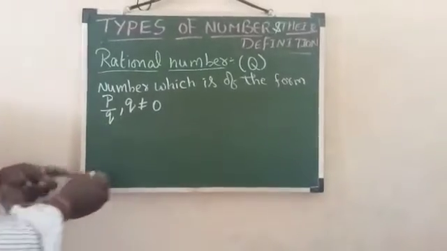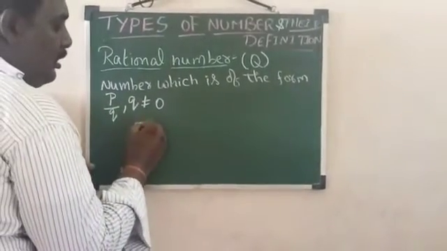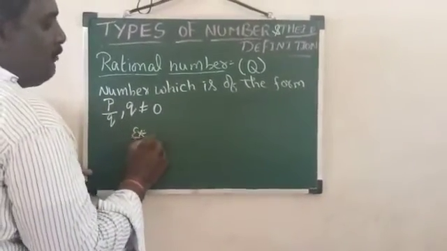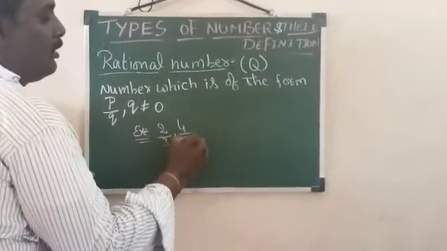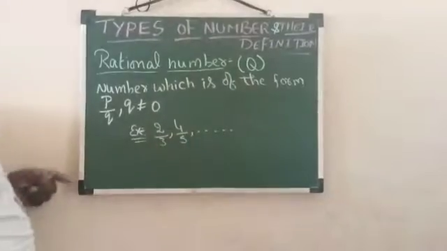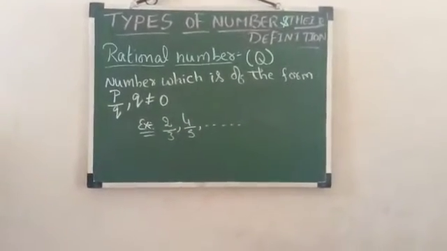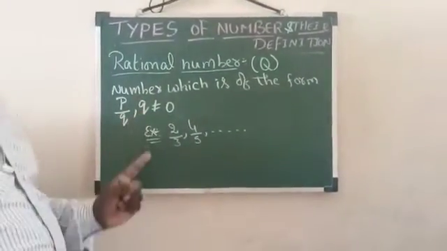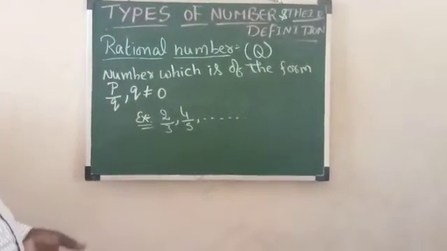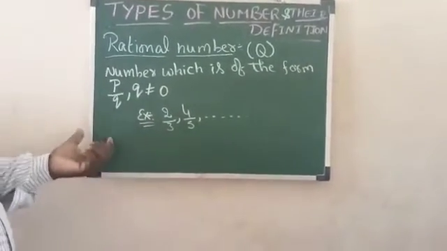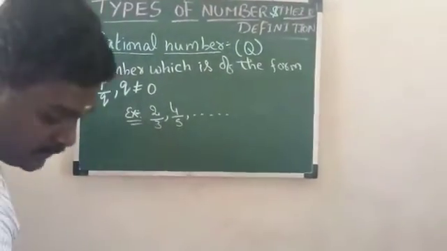That means examples are fraction type numbers, 2 by 3, 4 by 5 and so on. We can give a number of examples here. That means the denominator should not become 0. That's what a rational number is: a number in the form p by q, q not equal to 0.